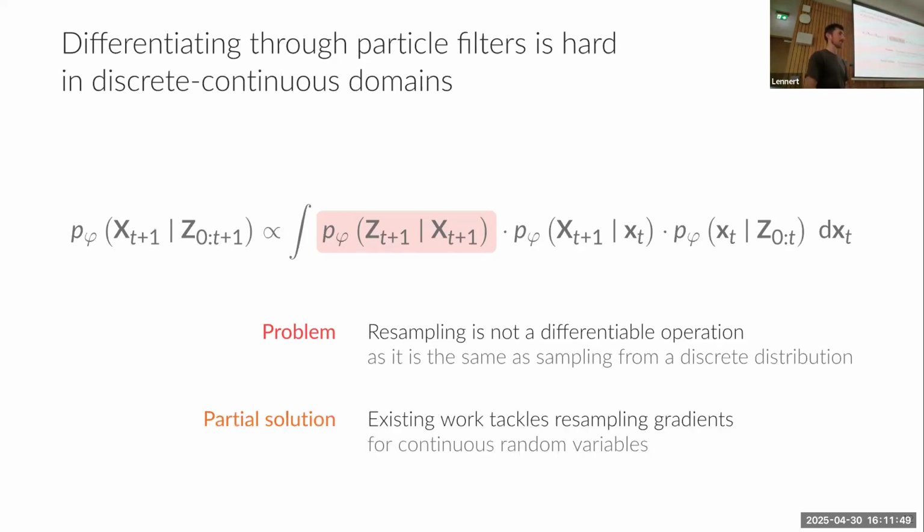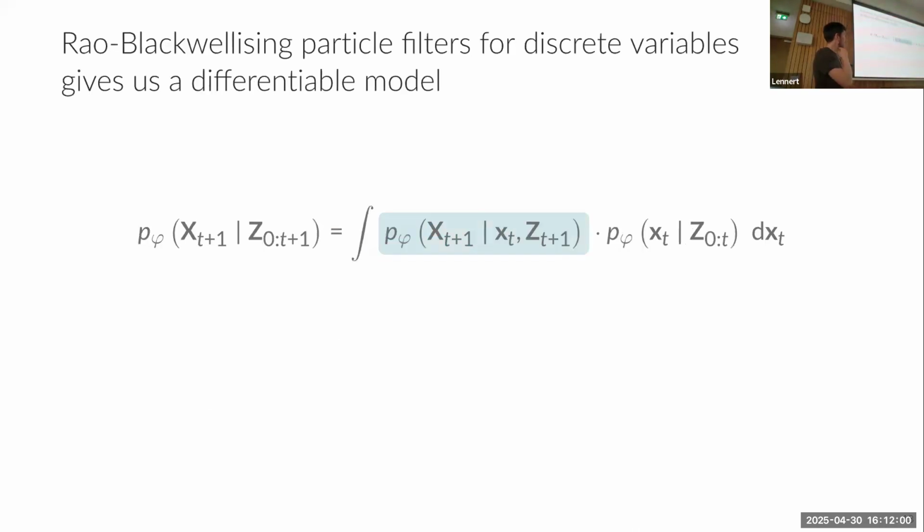Partial solutions exist if you just look at continuous domains, plenty of literature out there. But if you have both discrete and continuous, things become hairy and harder. Good, so that's the problem we're solving now. We want to get differentiability and learnability for discrete and continuous neurosymbolic models.